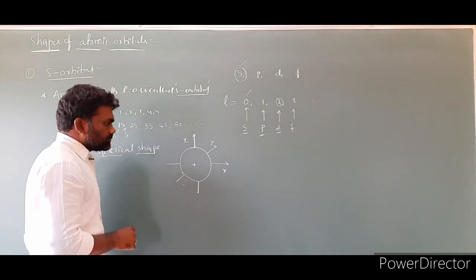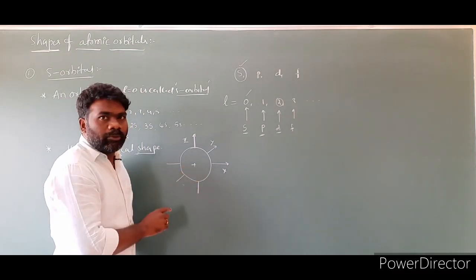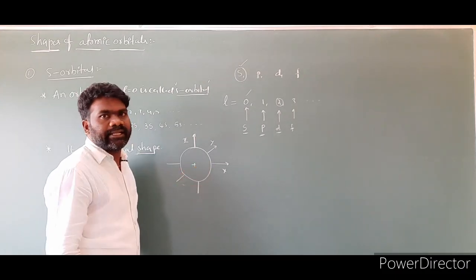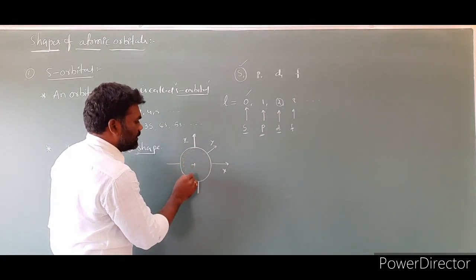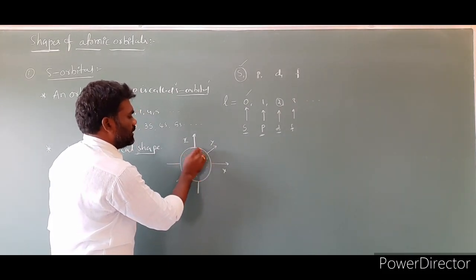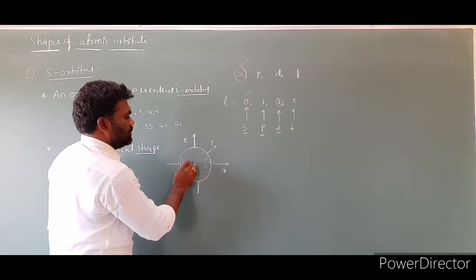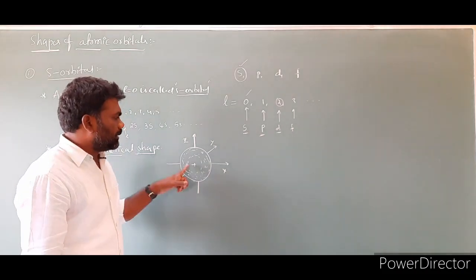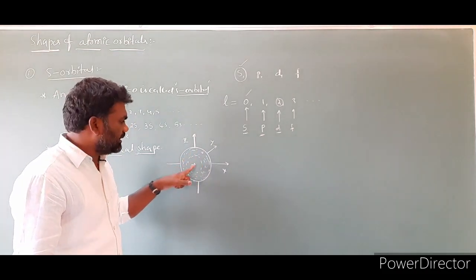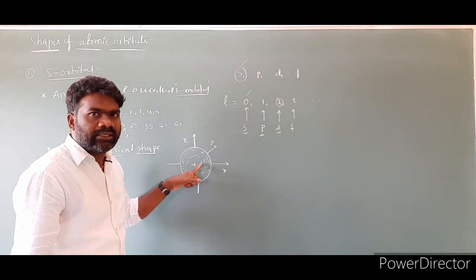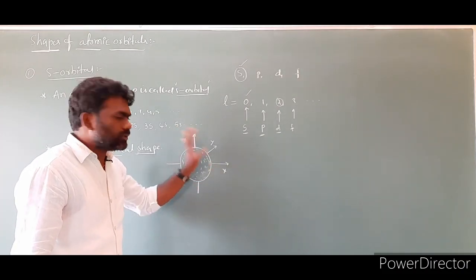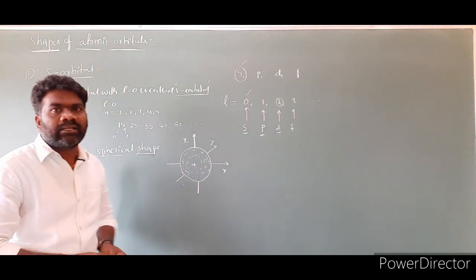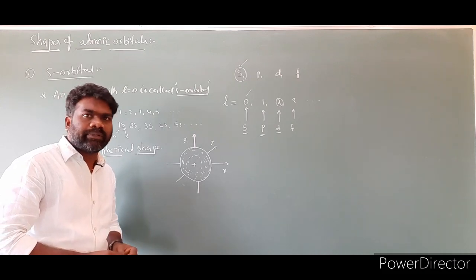Now the point is, from the nucleus, the probability of finding an electron at a given distance is the same in all the directions for the s orbital. So the point is, if you go anywhere around the nucleus, for an s orbital the probability of finding an electron at a given distance is the same in all the directions. Based on this, we can say the s orbital is spherical in shape.